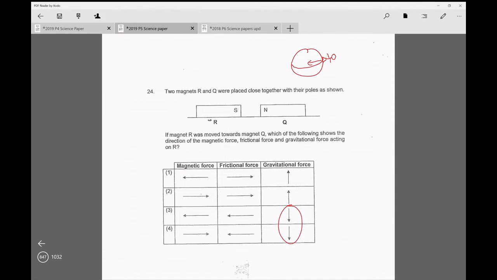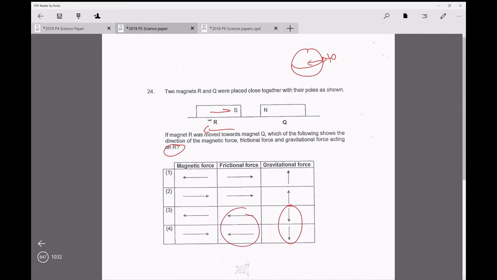Frictional force. Friction always opposes motion, meaning if you go forward, the frictional force will go against you and push you back. So since the magnet is moving, they are talking about R. Since the magnet is moving this way, the frictional force must be going the other way. So it's these two.